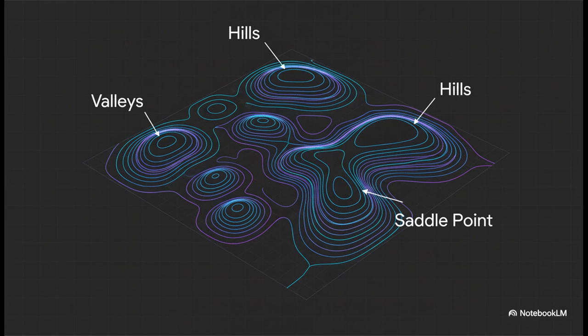But here's the catch. It's not a simple bowl. It's this incredibly complex terrain with mountains, flat plateaus, and these really tricky things called saddle points, spots that look like a valley from one direction but a hilltop from another. This is the treacherous world the model has to learn to explore.